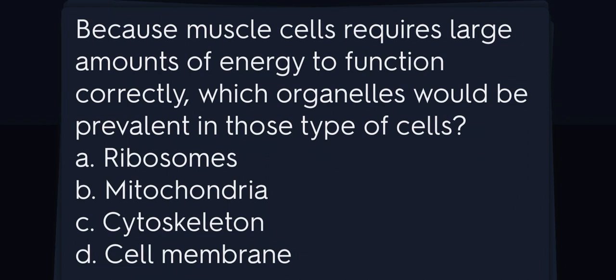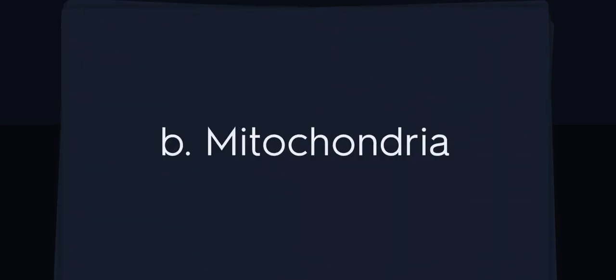Because muscle cells require large amounts of energy to function correctly, which organelles would be prevalent in those types of cells? A. Ribosomes. B. Mitochondria. C. Cytoskeleton. D. Cell membrane. B. Mitochondria.